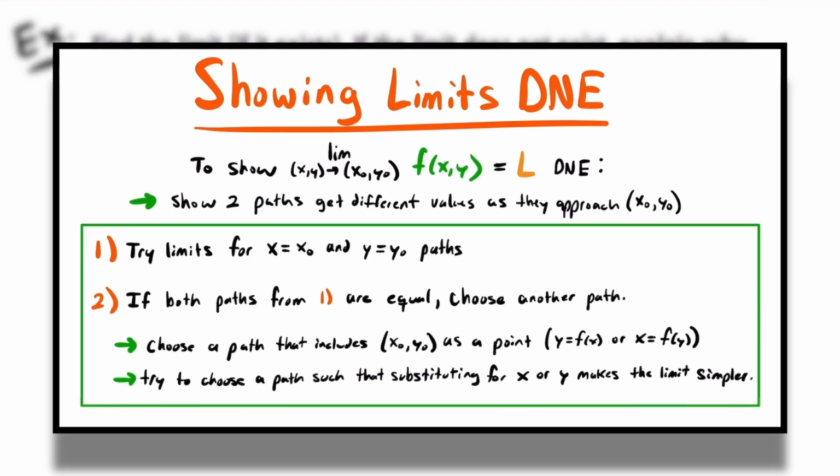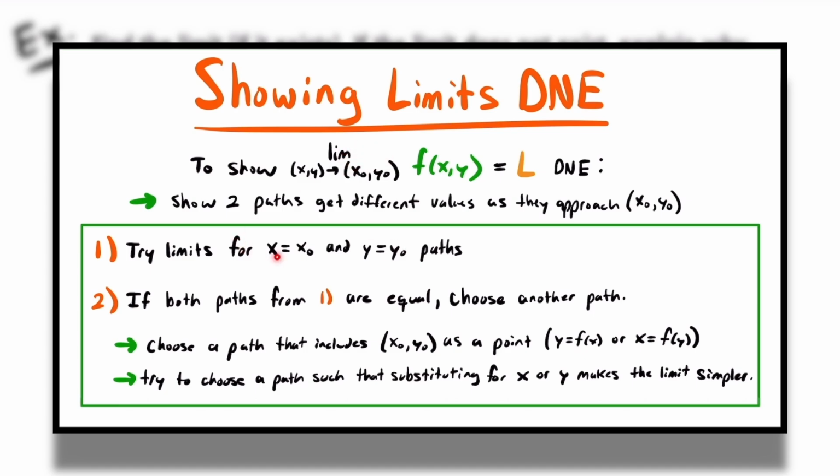In order to show that a limit of a function of two variables does not exist, what you need to do is show that two paths along the surface represented by that function get different values of z as they approach the point that the limit is approaching. And to do that, you start by trying the limits for x equals x sub 0 and y equals y sub 0 paths, x sub 0 being the x coordinate that you're approaching for the limit, and y sub 0 being the y coordinate that you are approaching for the limit.